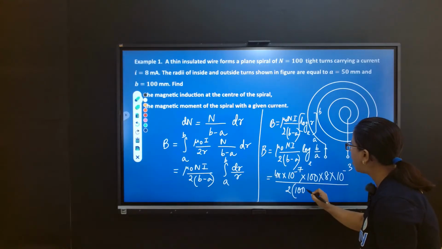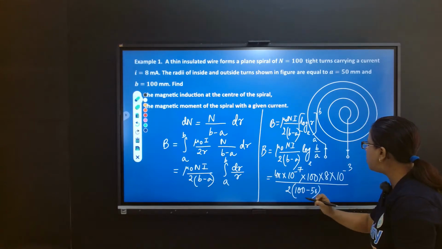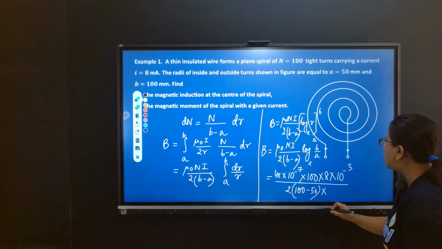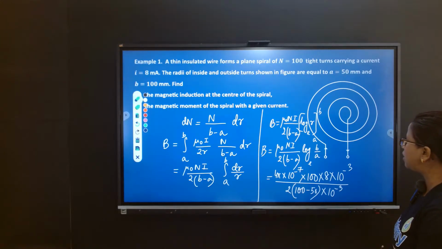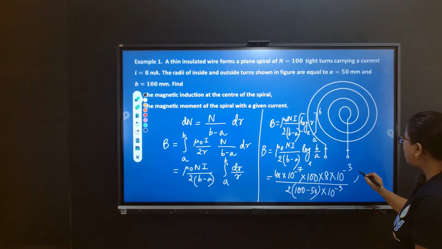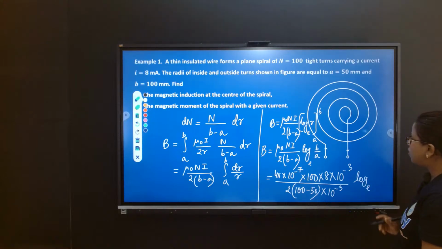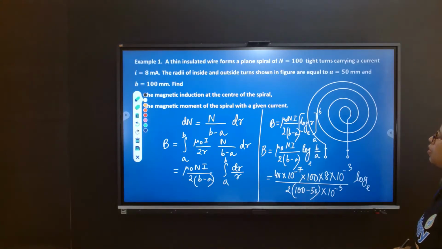So we have 100 minus 50, and millimeters converted to meter has a factor 10 to the power minus 3 multiplied with it. And then we are left with log b by a here. B is 100 and A is 50. So we have 100 by 50, that's 2. So we have log 2 base e basically.